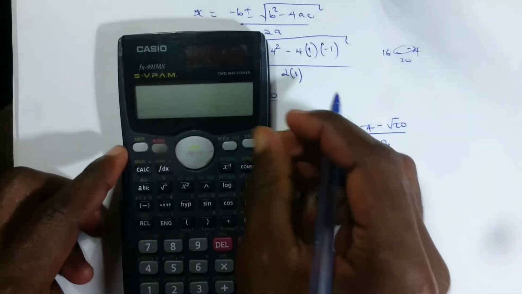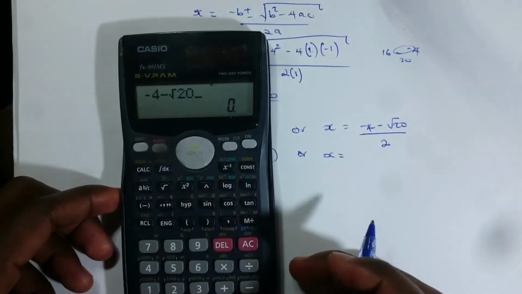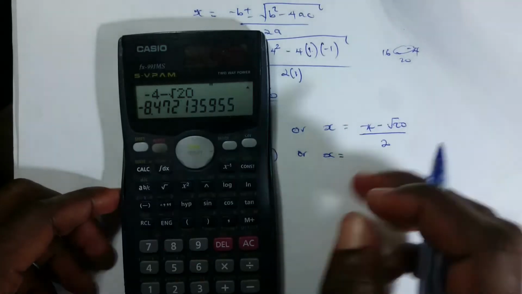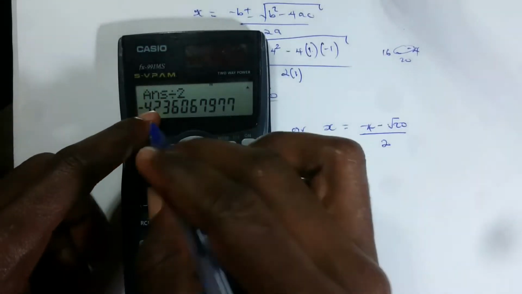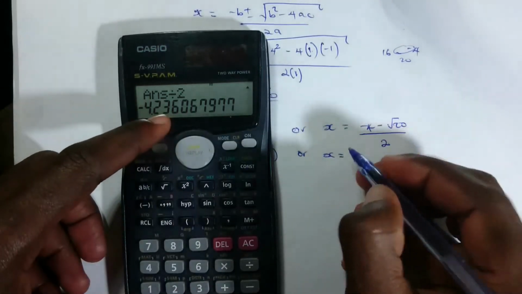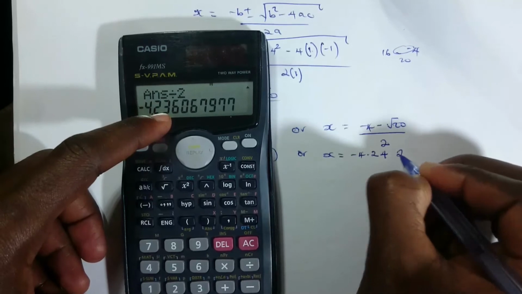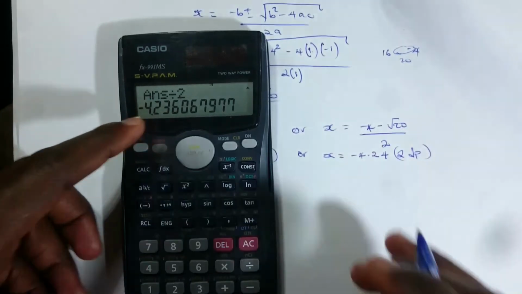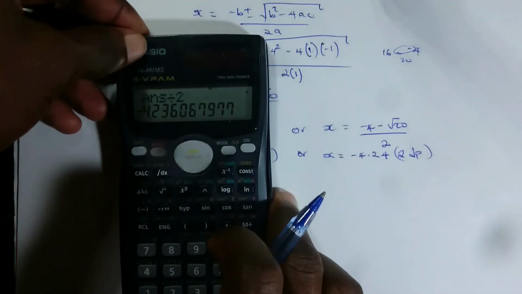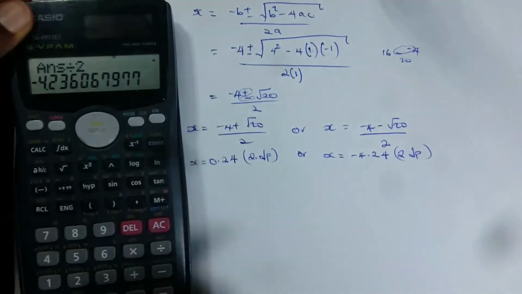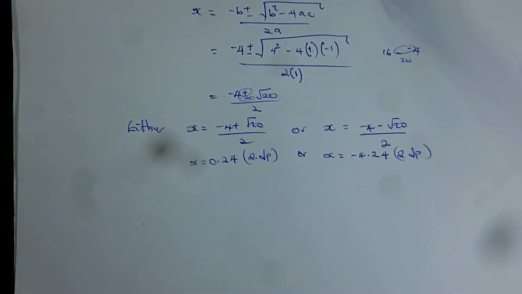Or x equals, we have here minus 4 minus root 20, giving us that. Then we divide by 2. You can see we have negative 4.236. We round to 2 decimal places, so negative 4.24 to 2 decimal places. Also, we need to specify that, to show that you left out some numbers, or you just rounded off, because the number wasn't exact. It was a decimal, I think, even without recurring.